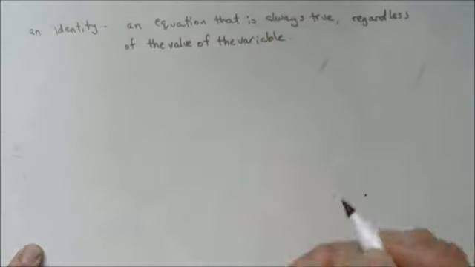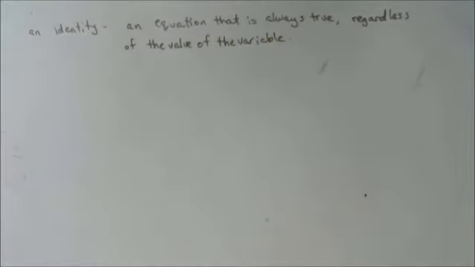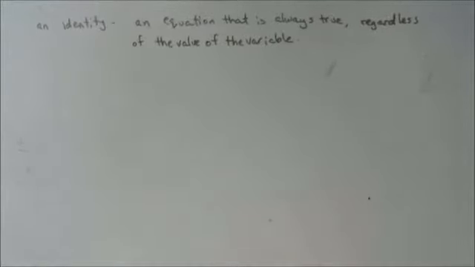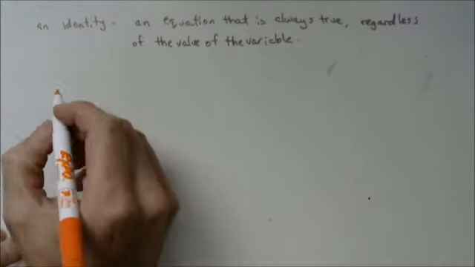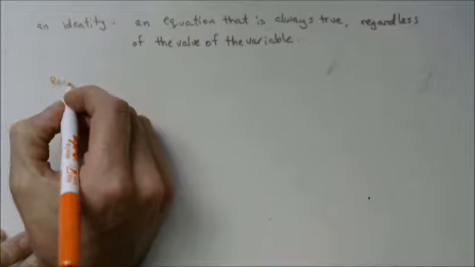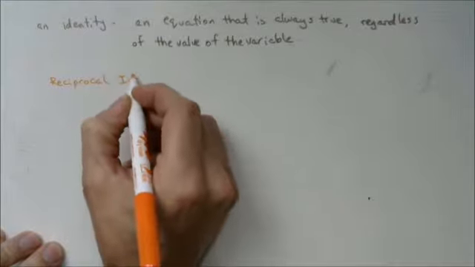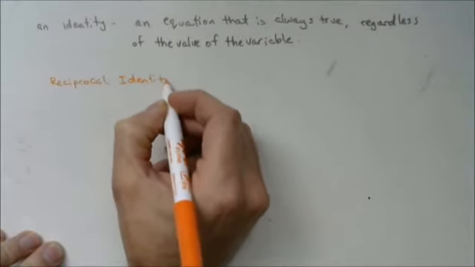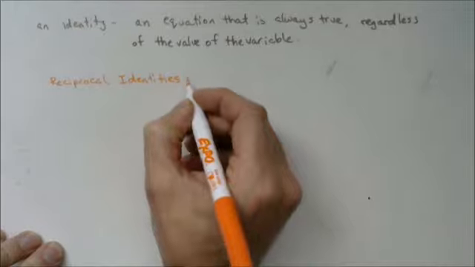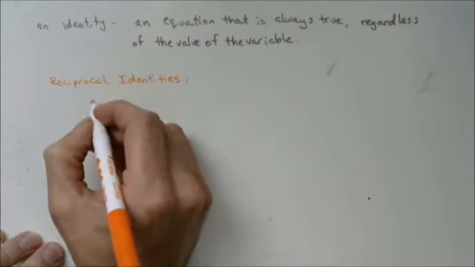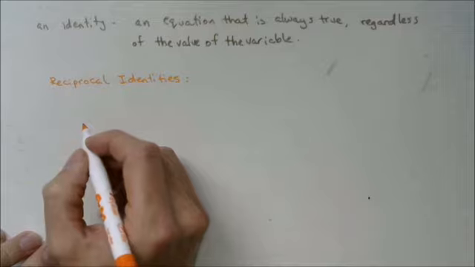So when we're using trig identities, it means we can trust that they're going to be true, that we are able to swap out the left side for the right side of the equation anytime in any problem. Okay? Some of the basic ones that we're going to be working with that we already know, one of them is reciprocal identities.